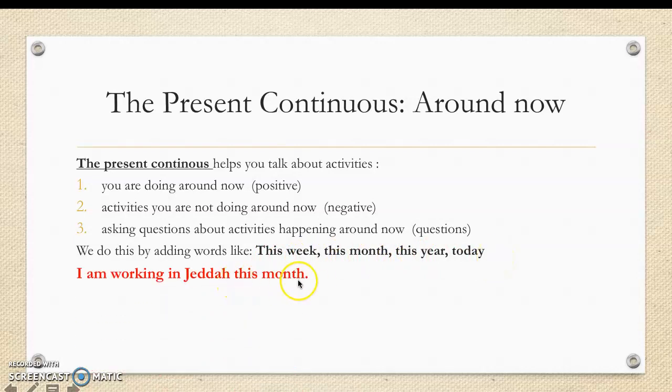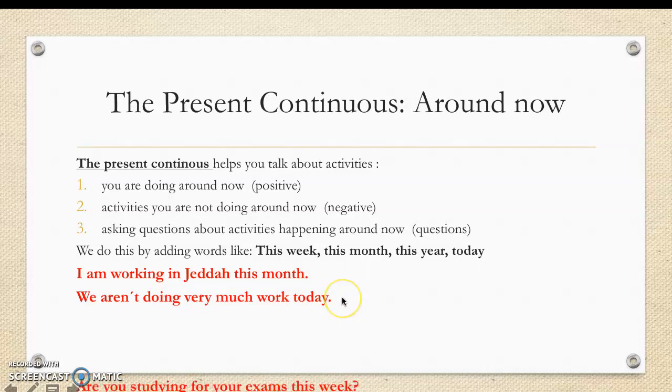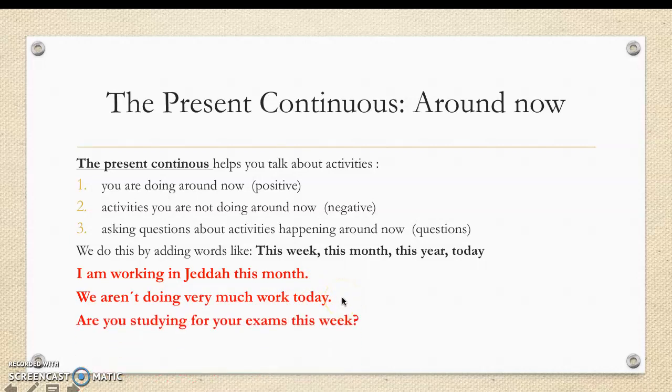I'm working in Jeddah this month. It doesn't mean now at this moment, but it just means that this month, and it's temporary. We aren't doing very much work today. Okay, that is all day. And a question, are you studying for your exams this week? So what we're doing is we're using the present continuous and adding a time reference. This month, today, this week.